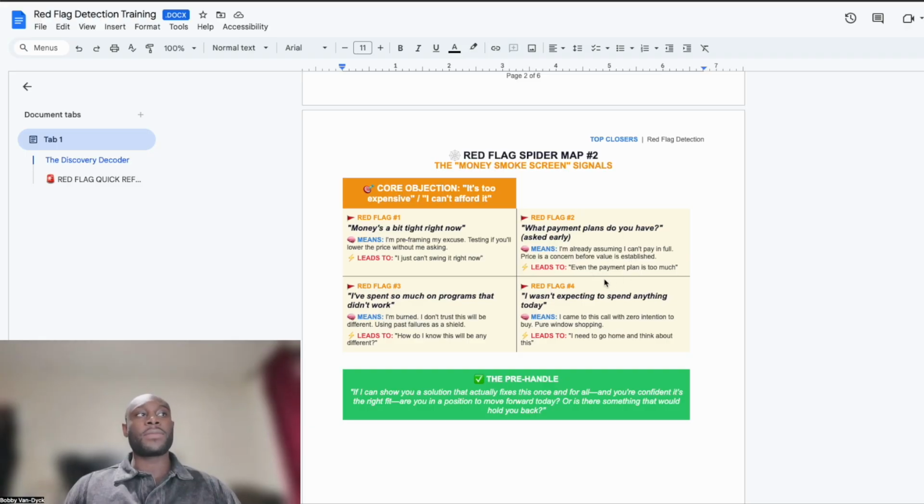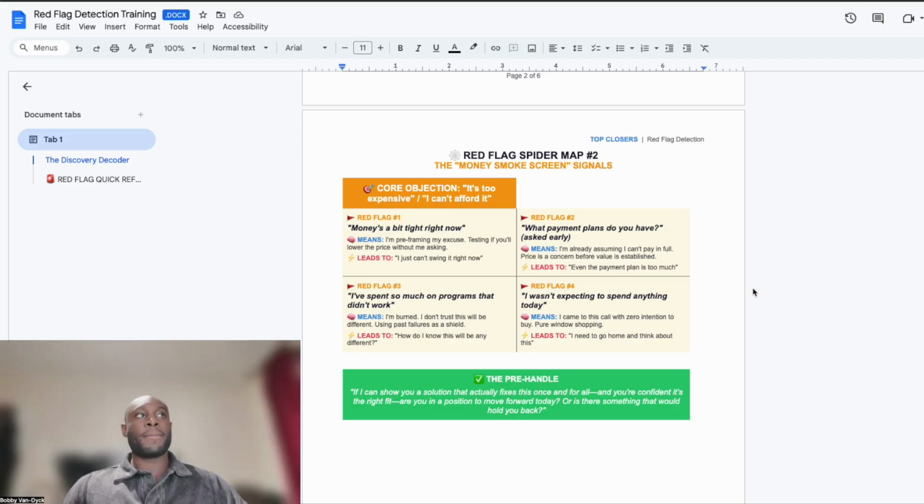Okay. Red flag: "I've spent so much on programs that didn't work." They've been burned. I don't trust this will be different, using past failures as a shield. This is going to lead to "How do I know this will be different?" Leads to "I need to think about it. Need to make sure it's the right time. I wasn't expecting to spend anything today." Usually it just comes down to not having the intention to buy because they're window shopping and in research mode. So they go home and say, "I want to think about it," and again, never come back to the follow-up. They just ignore.